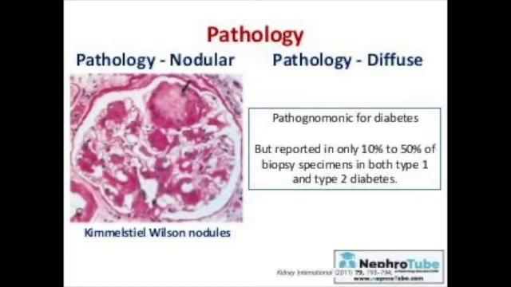Management: ACE inhibitors or ARBs reduce protein leakage and slow progression via efferent arteriolar dilation. Low sodium diet and strict glucose control. Screening is yearly for microalbuminuria, BUN, and creatinine.